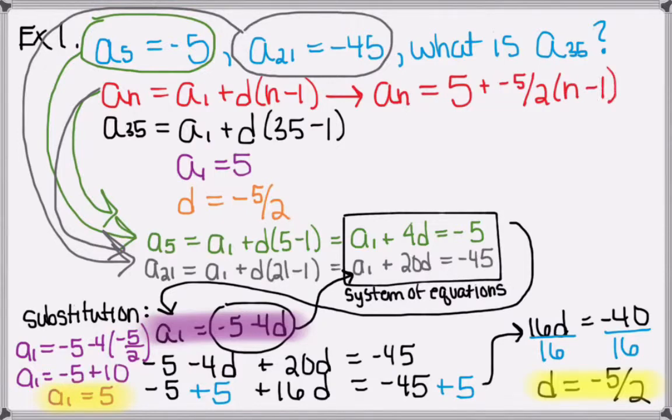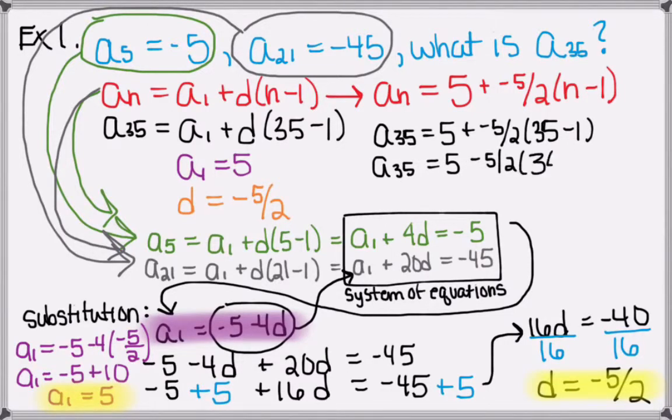And now to find a sub 35, I'll plug in n is equal to 35. And that gives me 5 minus 5 over 2 times 34, which is 5 minus 85. So a sub 35 is equal to negative 80.